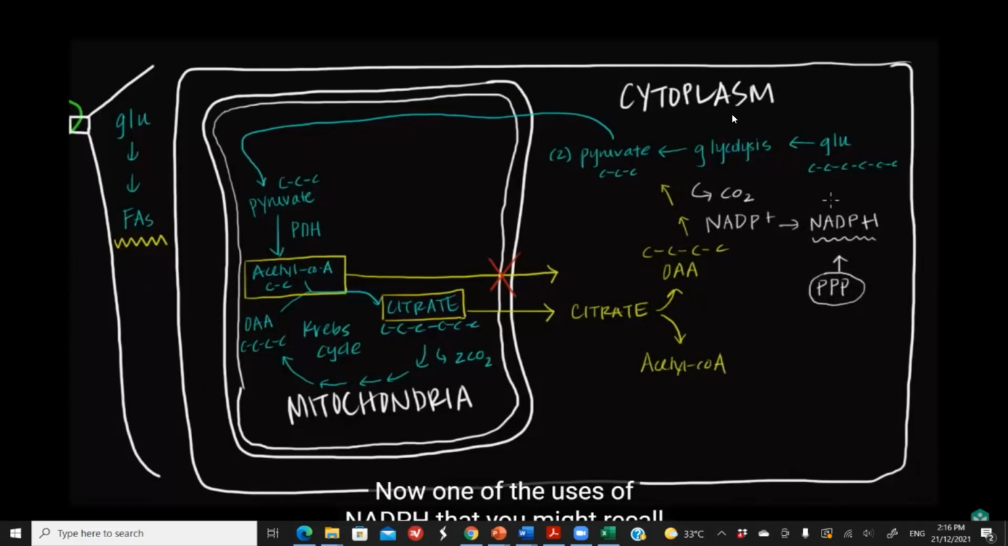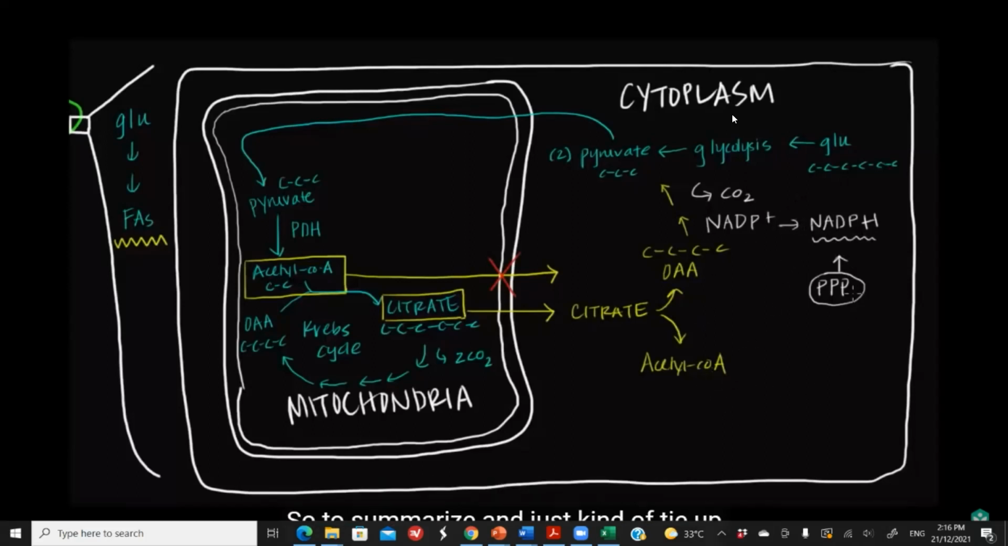Now, one of the uses of NADPH that you might recall is that because it's associated with these electrons, it can serve as a source of reducing power to help with anabolic reactions. And remember that anabolic reactions are anything that involve building up a molecule, including fatty acid synthesis, which is exactly what we're trying to accomplish here.